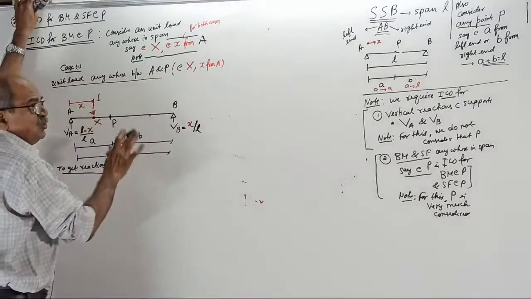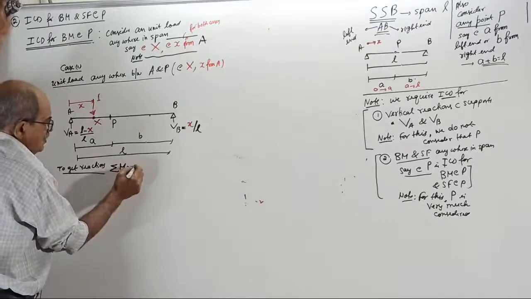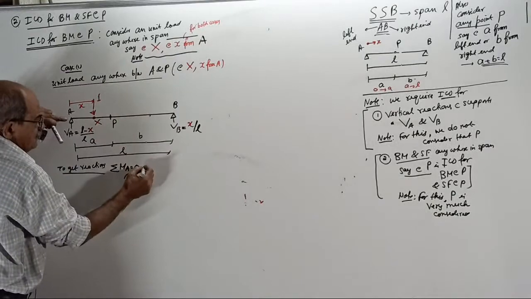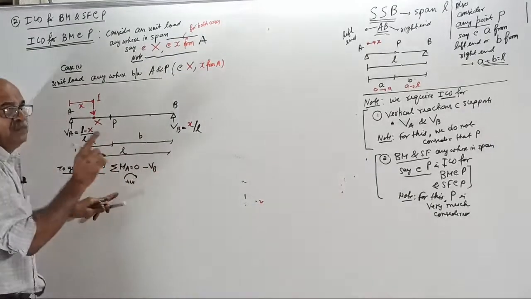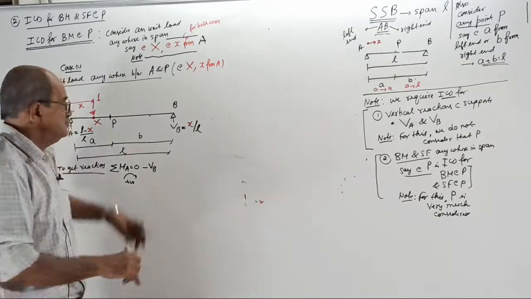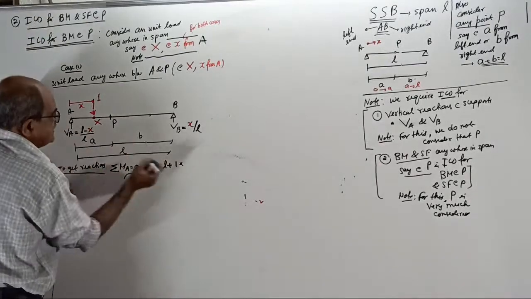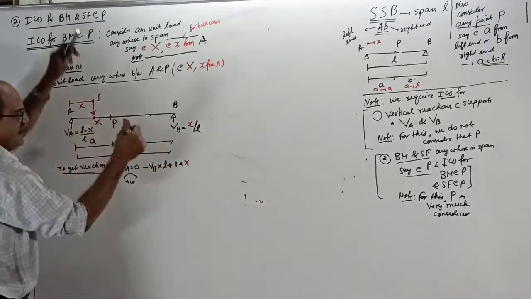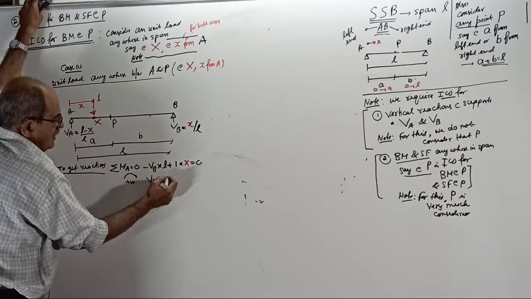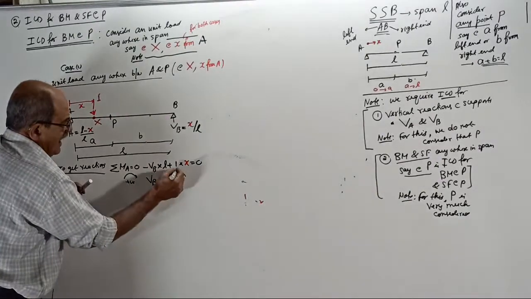Still, to make complete solution, sigma M about A equal to 0. Clockwise positive. Minus VB into, this is not bending moment, this is moment. Here clockwise positive. Minus VB into L plus 1 into X, X I am using red color, equal to 0. Your VB will come plus X by L. So I will enter the answer here.